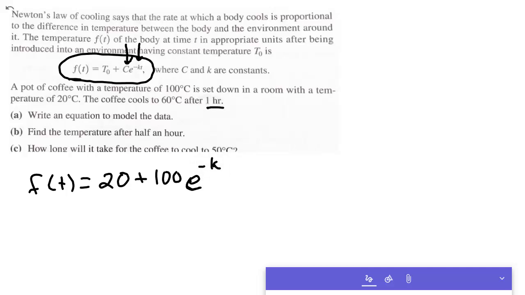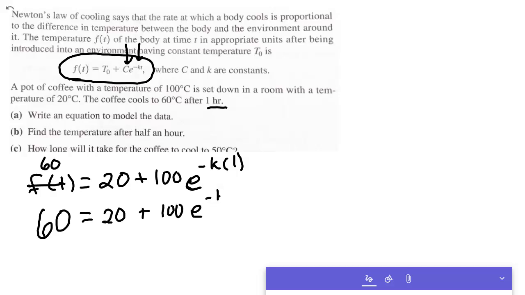Well, it says the coffee is 60 after 1 hour, so that's going to be a 1. And then this F(t), you could put a 60 in there. And so we're going to be solving this: 60 equals 20 plus 100 e to the negative k. And so you can solve this thing for k now.